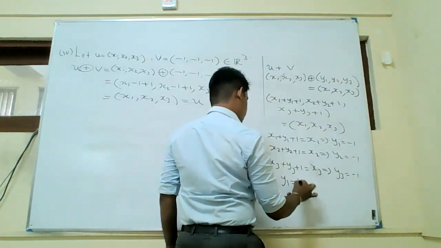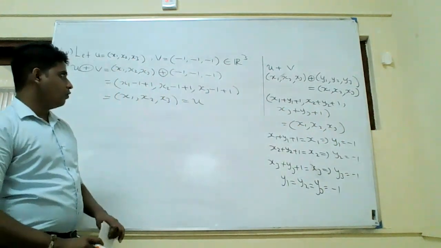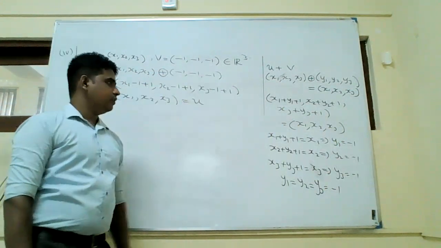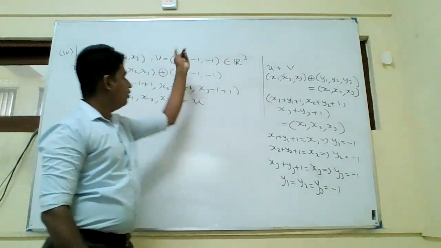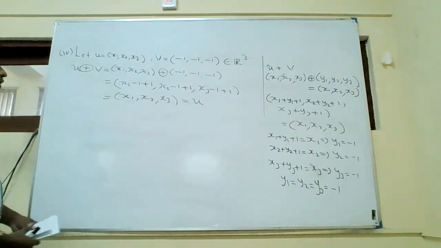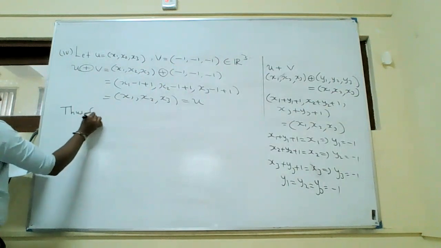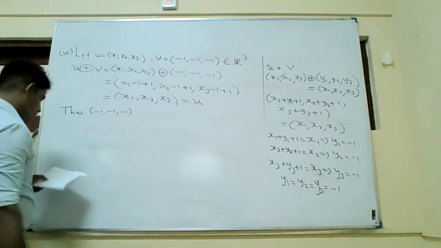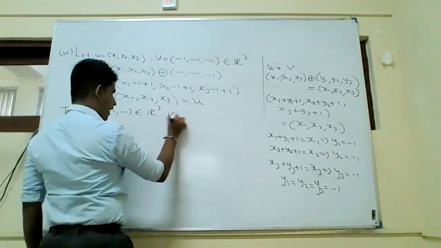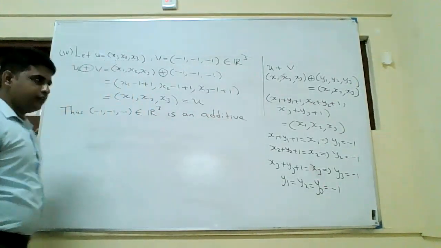Therefore, I1, I2, I3, all values are minus 1. Therefore, the coordinates of your identity are minus 1, minus 1, minus 1. Right? Roughly, you can work it out and apply those values here. Then you get again that u. Therefore, it is your identity. Okay, right. Thus, minus 1, minus 1, minus 1 belongs to R cubed. It's an identity. It's an additive identity.